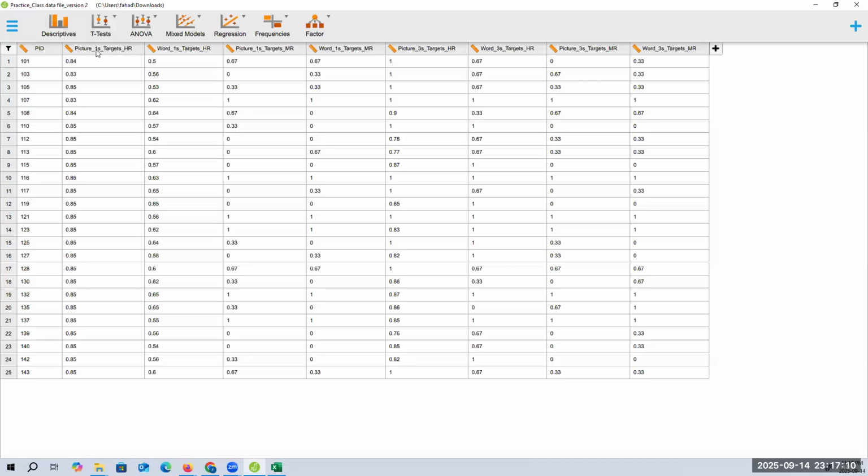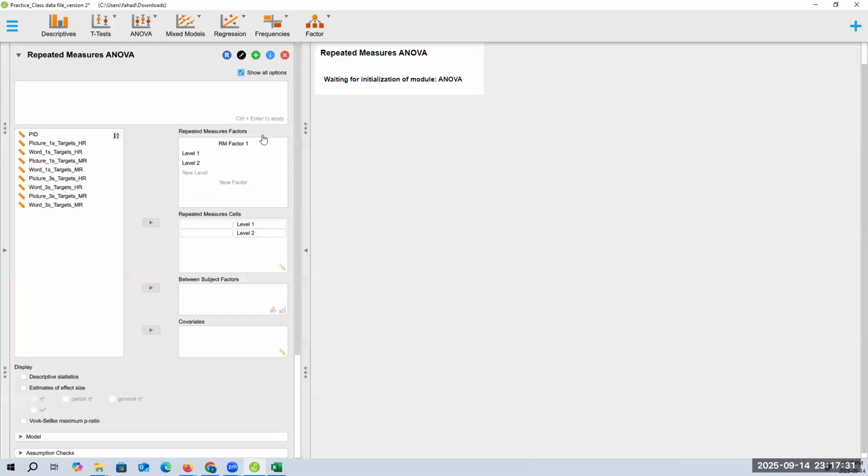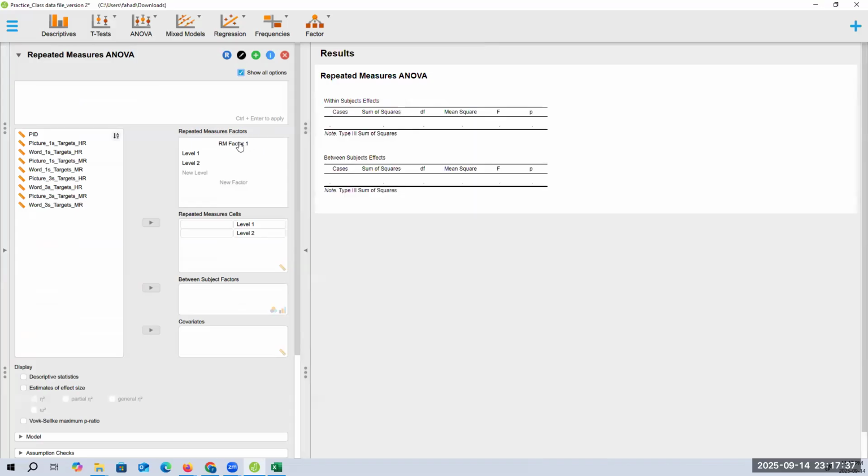So these are nice labels because now the person who's analyzing data can know, okay, this is stimulus type, picture or word, and then it's 1 second, the duration, and test pool is target. All of these are targets actually. Now to do the analysis, you go to repeated measures ANOVA because we are only looking at two variables, right? Duration and presentation time at encoding and the stimulus type.